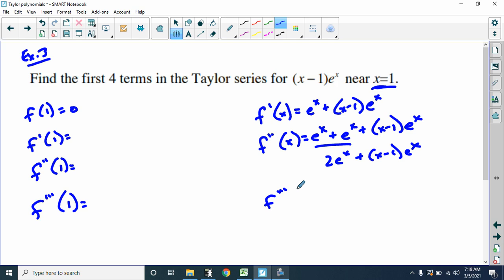Our third derivative would be 2e to the x plus the derivative of this. Well, that's the same thing as this. So the derivative of that is this guy here again, e to the x plus x minus 1, e to the x.